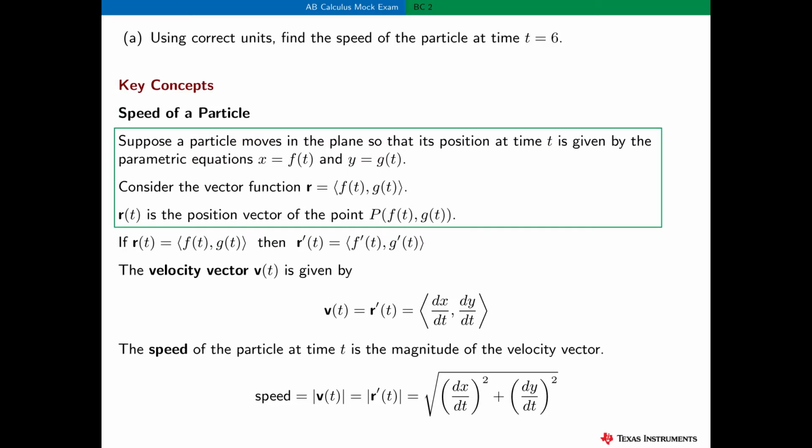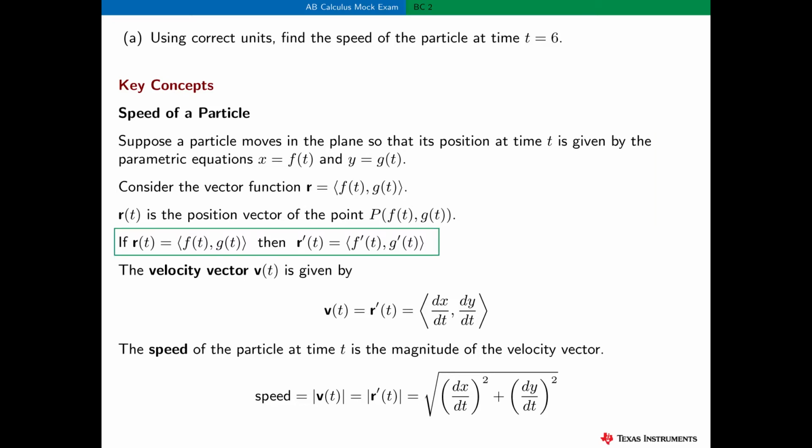There is a close connection between vector functions and particle motion. Suppose a particle moves in the plane so that its position at time t is given by these parametric equations. If we consider the vector function r, then r of t is the position vector of the point P. Therefore, any continuous vector function r describes the motion of a particle in two dimensions, and it also defines a curve C that is traced out by the tip of the moving vector r of t.